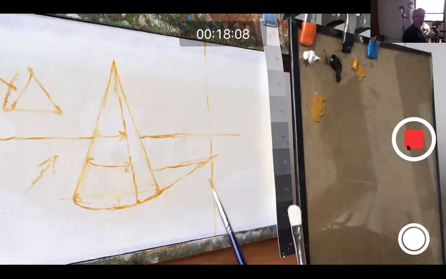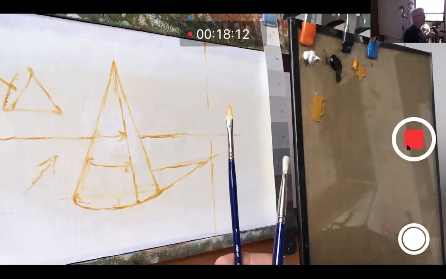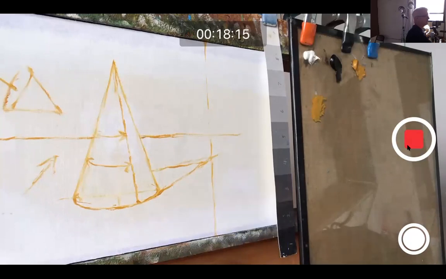So I started drawing with this small filbert. This is a number 1 filbert. I'm going to block in now with this number 4 filbert. Okay.